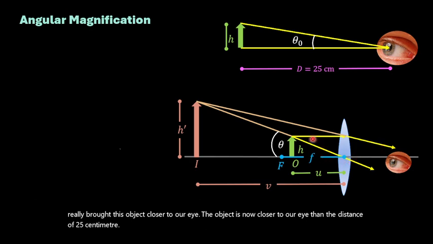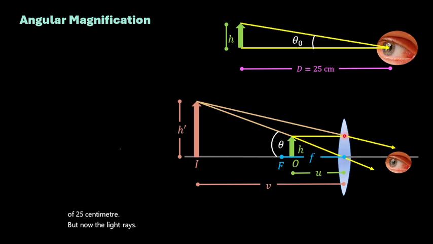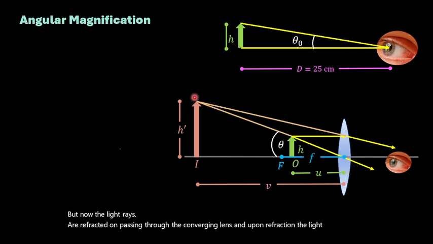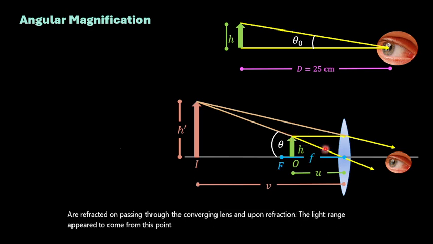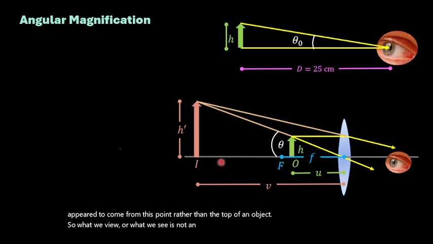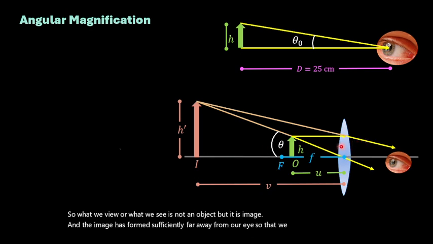But now the light rays are refracted on passing through the converging lens. And upon refraction, the light rays appear to come from this point rather than the top of the object. So what we view or what we see is not the object, but its image. And the image is formed sufficiently far away from our eye so that we can view it clearly without having to strain our eyes.